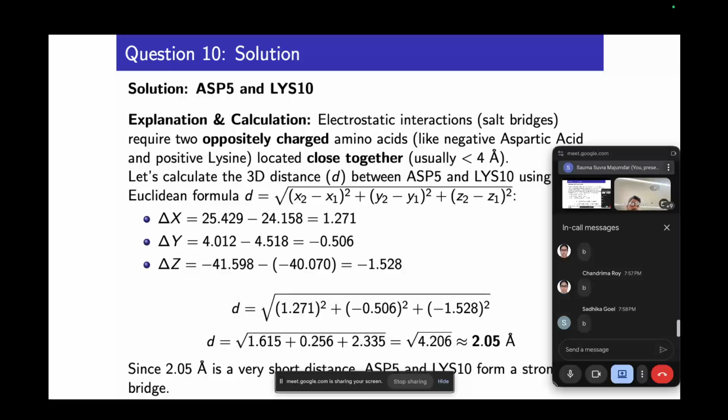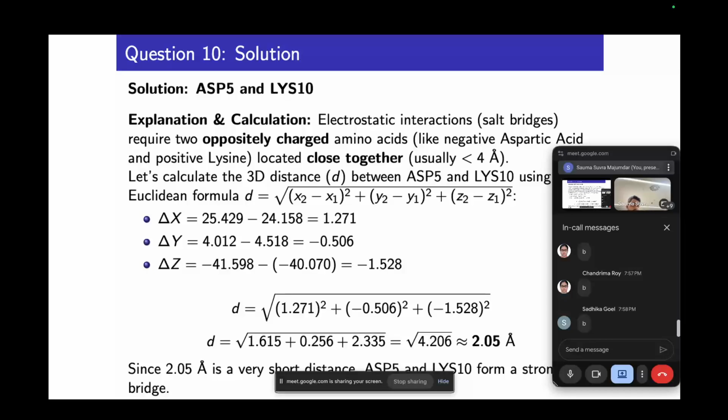And sir, I just looked at the x coordinate. I compared the x, y and z coordinates of the two residues to see which had the lowest distance, and then I gave the answer.